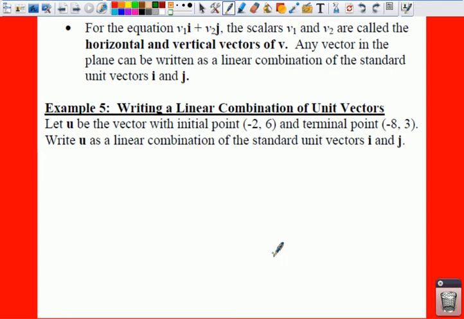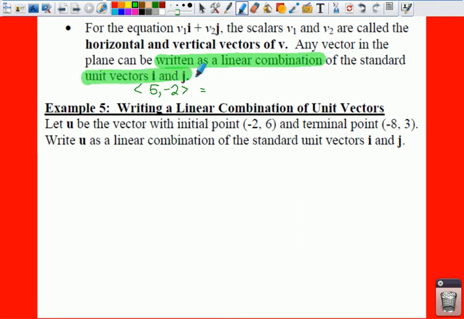So, here in example 5, what we're going to do is write a linear combination of unit vectors. Now, when we look at unit vectors, we can rewrite a lot of our vectors from component form. Remember, component form is just whenever you have numbers like this with the arrows. We can rewrite those in terms of i and j. So, anytime you write something as a linear combination, it is written as unit vectors i and j.